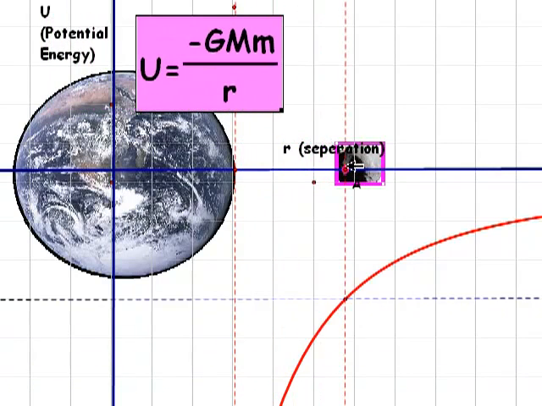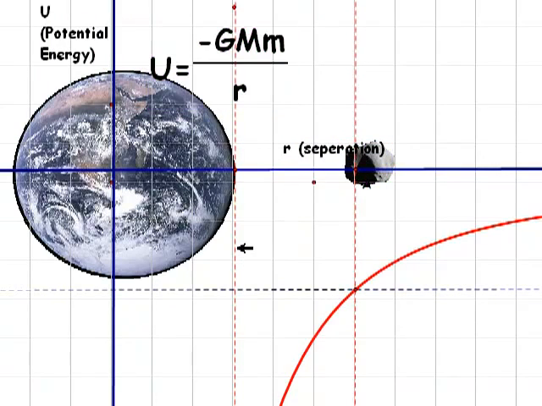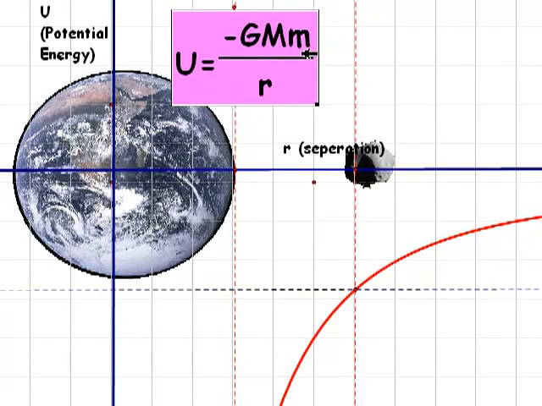You'll notice as well that this is all considered relative to the center of the Earth, and so nothing is ever going to get closer than the radius of the Earth. So this line is demonstrating that you're not ever going to get closer than the radius of the Earth when you're dealing with this equation.